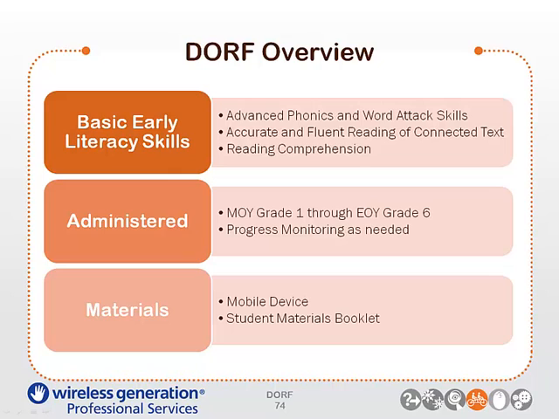Reading comprehension represents the ultimate goal of instruction in the other basic early literacy skills. Reading with fluency and accuracy is linked with comprehension. Oral reading fluency is the link between decoding and reading comprehension. DORF is administered starting at the middle of the year grade 1 through the end of the year grade 6. Progress monitoring of DORF should be done as needed.